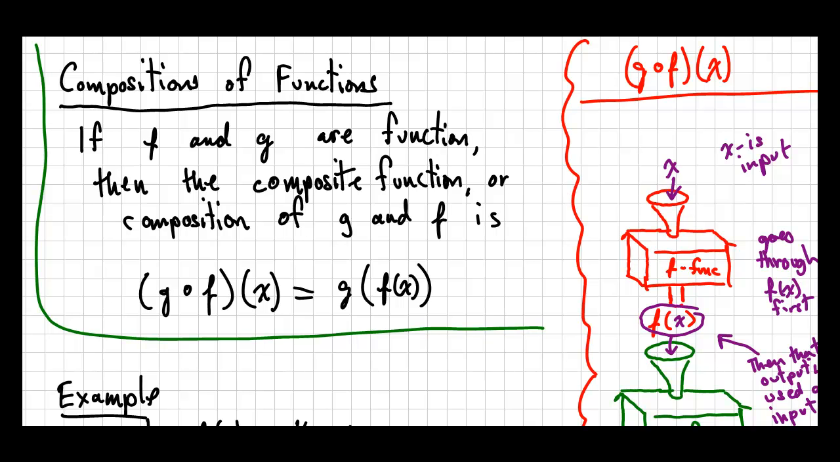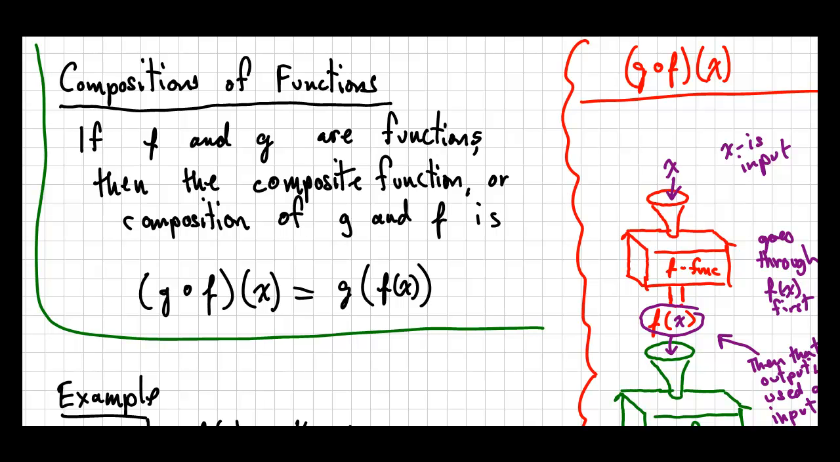Okay, so we're talking about section 2.6, which is compositions of functions. So here's our definition of composition of functions. If f and g are both functions, then the composite function, or composition of g and f, is g composed with f of x equals g of f of x. So pay attention to the notation. I've mentioned that a few times the past couple classes. Pay attention to what this function notation is telling you.